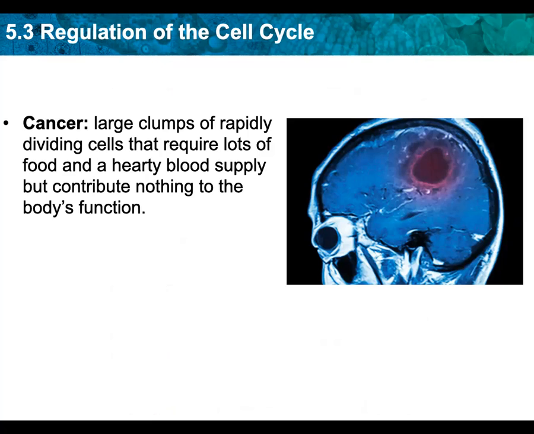So this picture shows you an MRI with the tumor in red. So that's a brain tumor. You can see the red part of the brain is cancer.